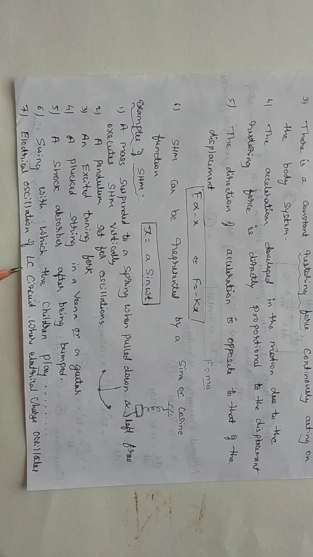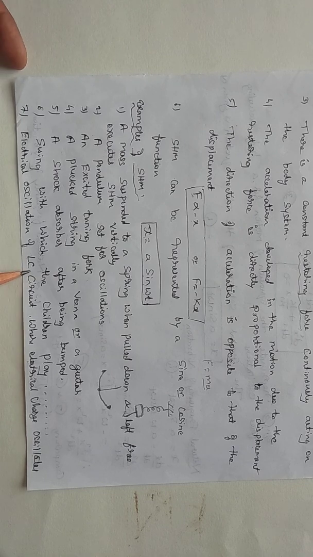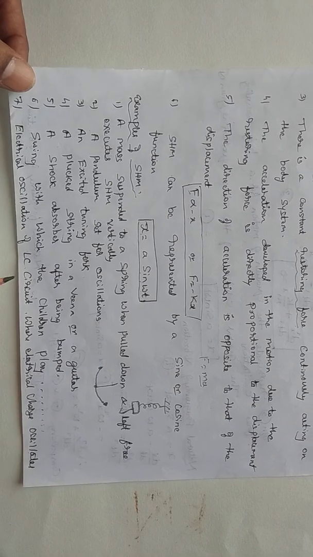Whenever you take the LC circuit, inductance and capacitance, whenever we supply the energy to it, current is passed. At that time, the electrical charges start oscillating, moving back and forth from inductor to capacitor and capacitor to inductor. So continuously this electrical charge fluctuates between inductor and capacitor. So this is the example for the electrical oscillation.